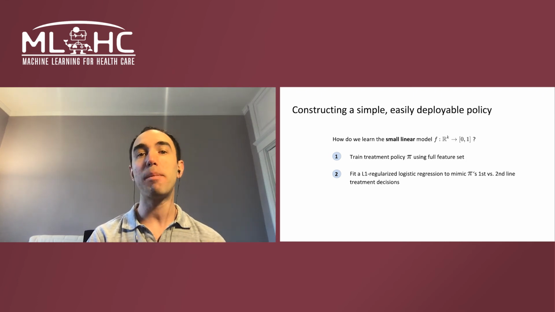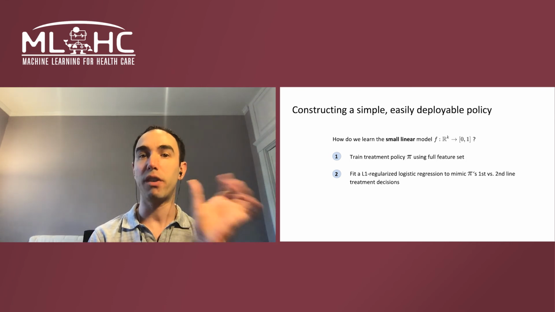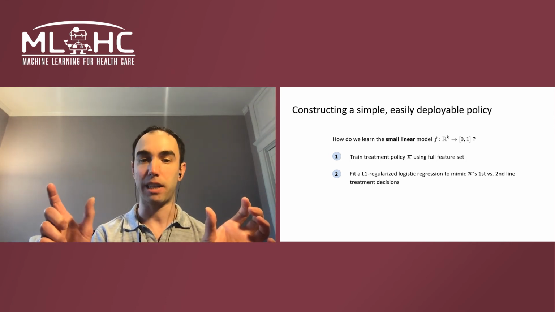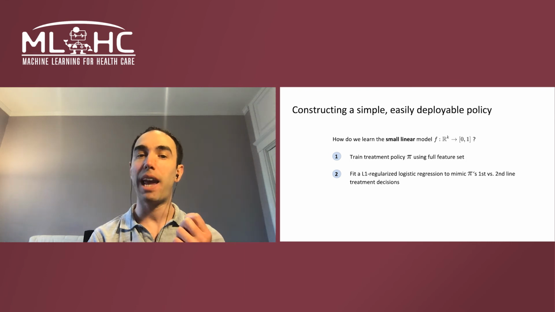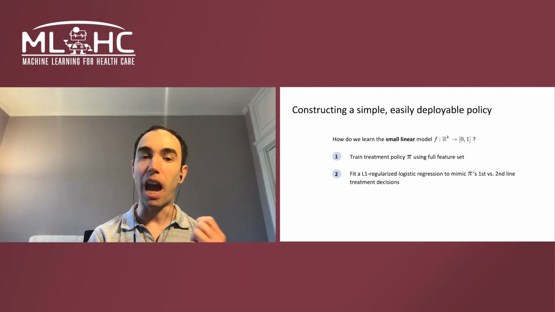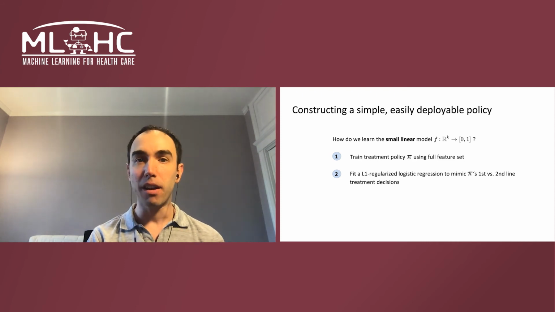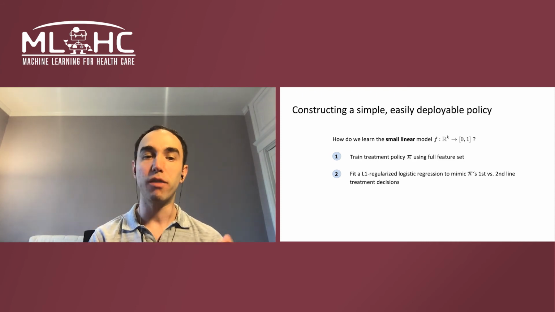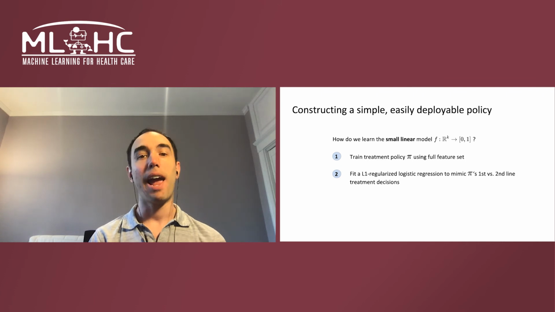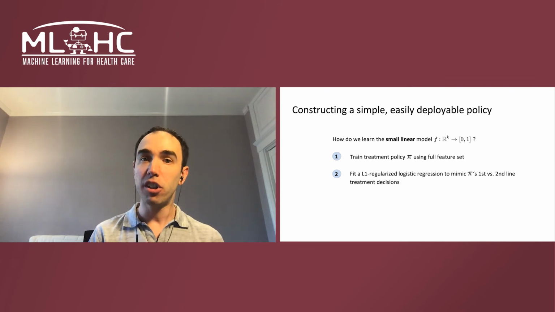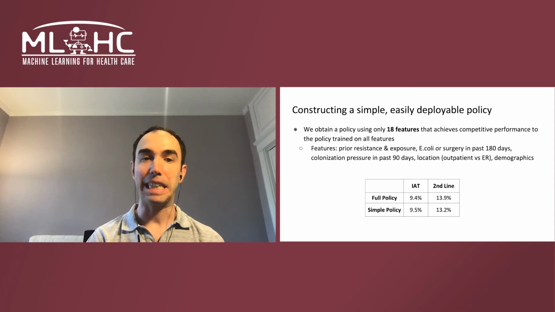And we're going to look at pi's choices just among those 2 equivalence classes of 2 different first-line antibiotics and 2 different second-line antibiotics. We learn a very heavily regularized L1 logistic regression model to try to mimic the optimal policy's first versus second-line treatment decisions. And by pumping up that regularization constant, we find a model that has just 18 features.